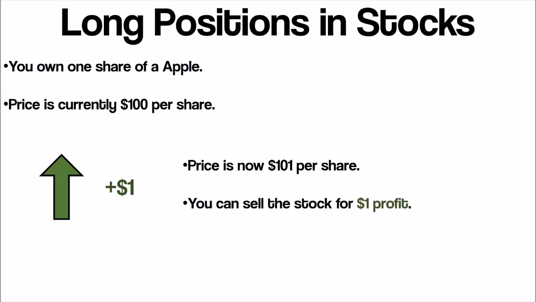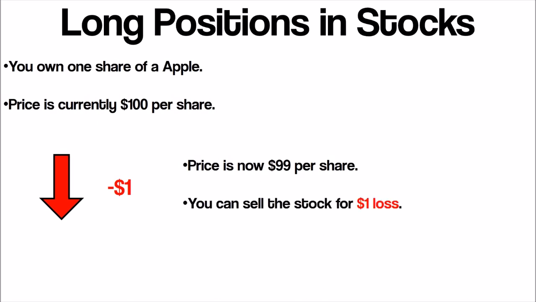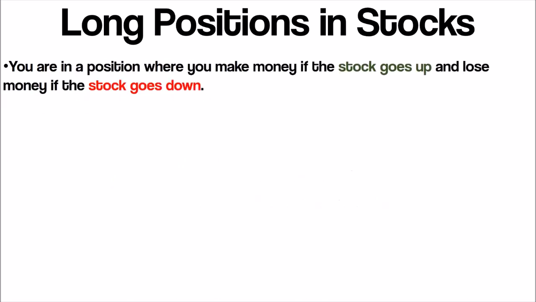And if you were to sell it on the market, you would be able to sell it for $101 and you bought it for $100, so you make $1 profit. Similarly, if the stock price was to drop by $1, it would now be trading at $99 per share, which means if you sold it for $99 and you bought it for $100, you'd have made a $1 loss on that trade. So basically, a long position in stock is where you make money if the stock goes up and you lose money if the stock goes down. And if you're in that position, you'd say you're long Apple.